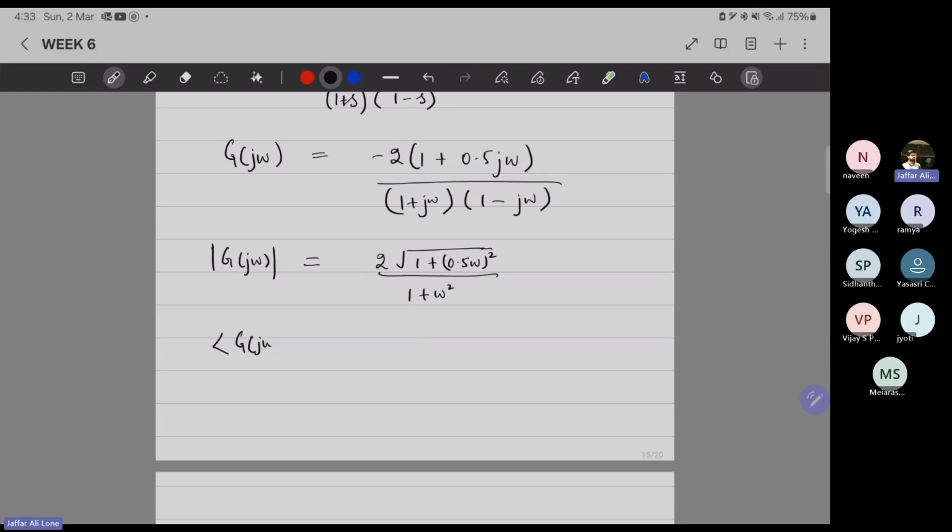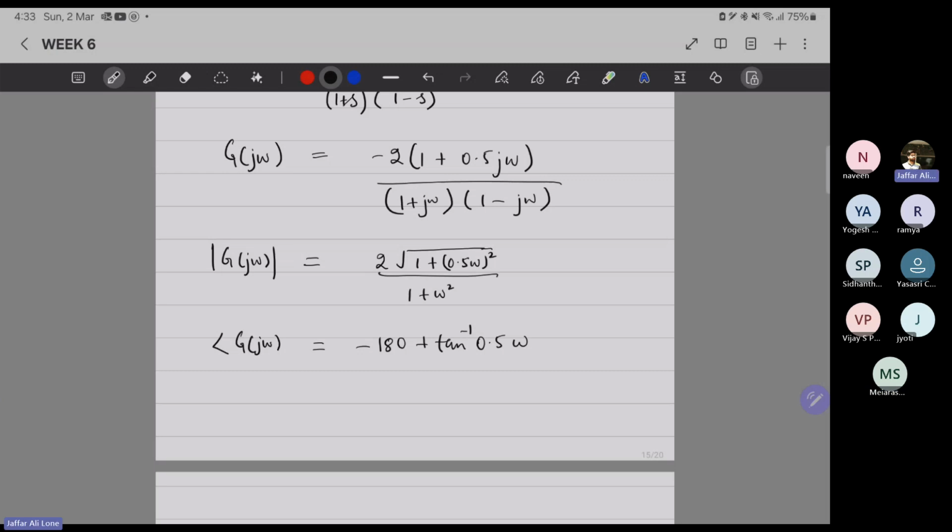Similarly, we have the angle of G(j omega), which is equal to minus 180 plus tan inverse of the remaining terms. We are writing the magnitude, right? There is no minus in the magnitude. It is the magnitude of a plus jb, so the magnitude will directly be the square root of a square plus b square.